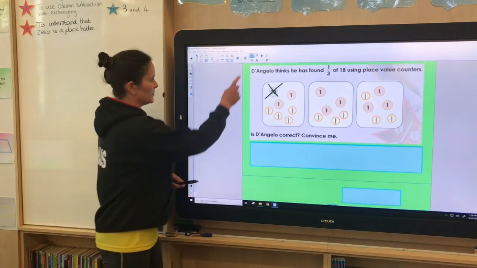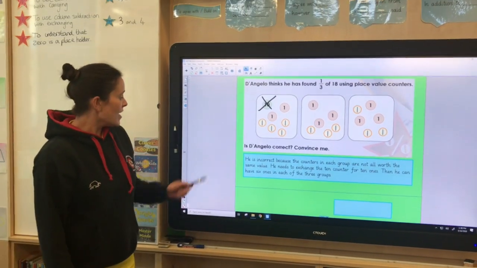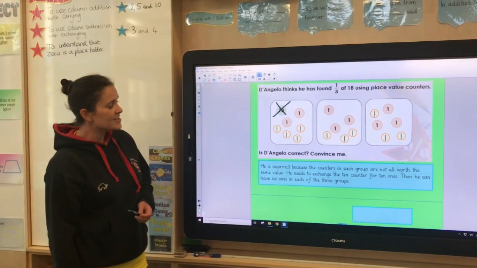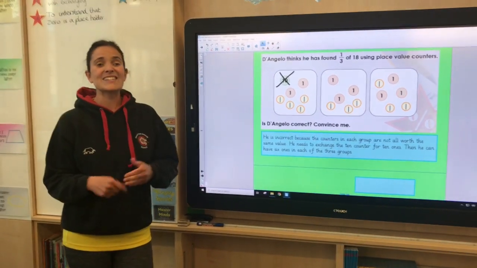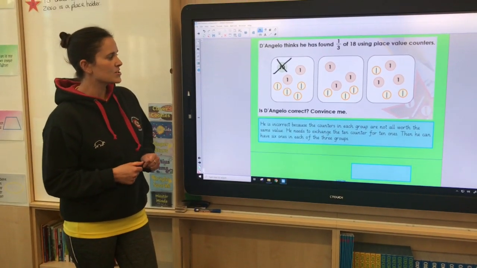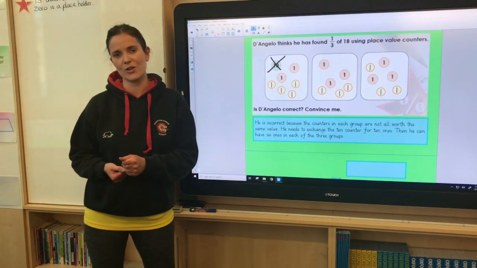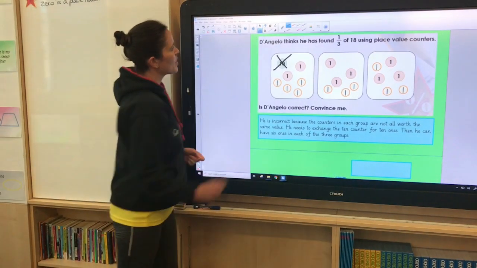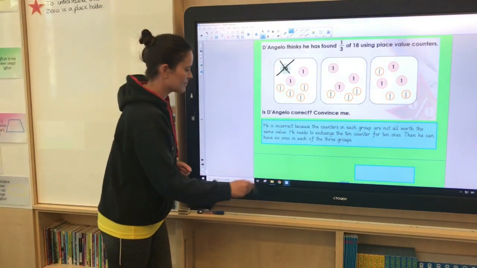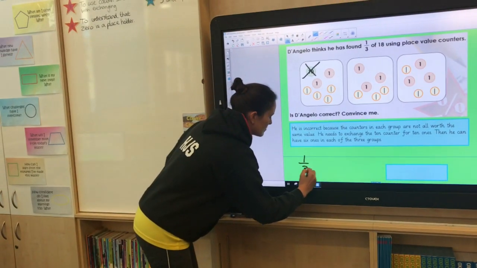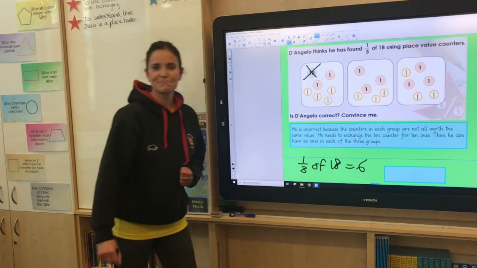Okay, so is he correct? No. He is incorrect because the counters in each group were not all worth the same value. He needs to exchange the 10 counter for 10 ones, and then he can have 6 ones in each of the 3 groups. So if I want to know what 1/3 of 18 is, 1/3 of 18 equals 6. Okay?